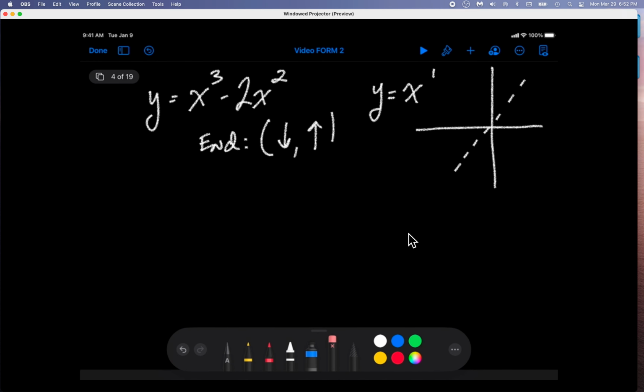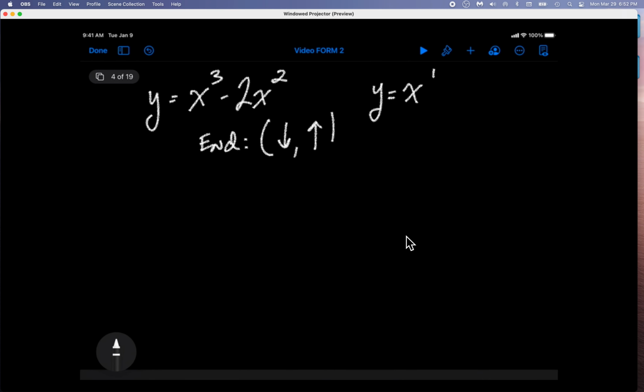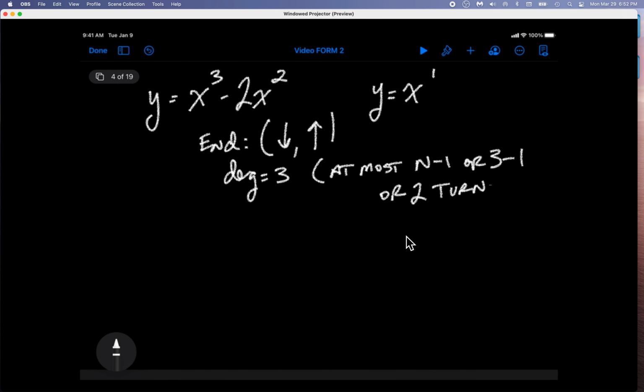Okay, what else do we need to know to graph this polynomial? Well, the first thing you need to do is ask yourself what degree it is. So it's a degree equals 3. That means at most there will be n minus 1, or 3 minus 1, or 2 turns or turning points. All right, so that's what you know about the degree. You take the degree, you minus 1, and that tells you how many turning points you can have.